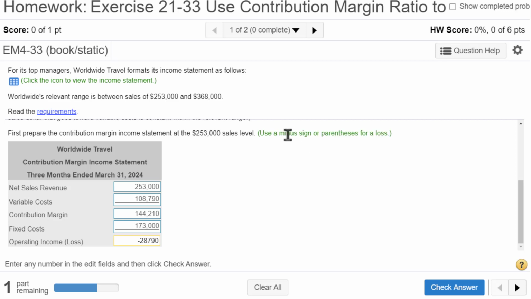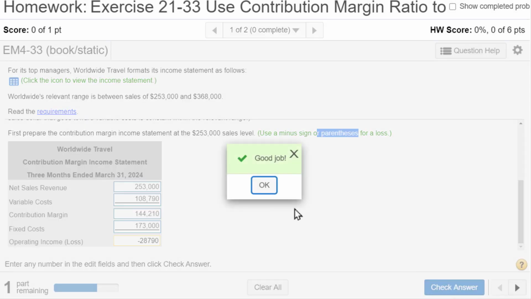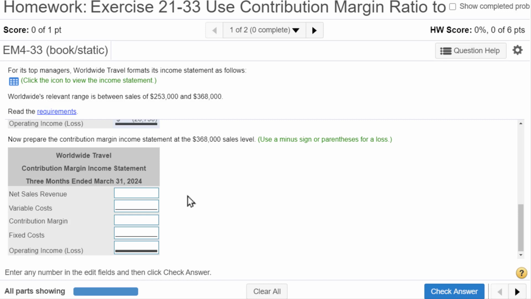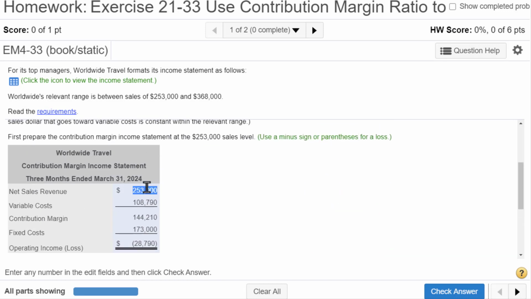And of course, always put a minus sign or parentheses for a loss. I always do the minus sign because it takes one keystroke. Parentheses takes four keystrokes: shift, open parentheses, and then shift, close parentheses. So negative 28,790. So you'd tell your boss that we're in trouble if our sales fall to the 253,000 level.